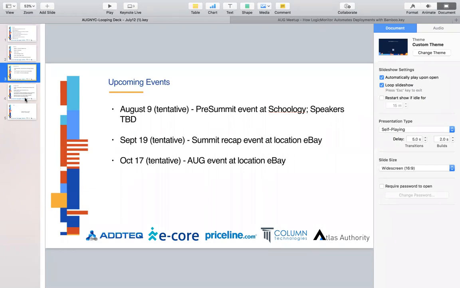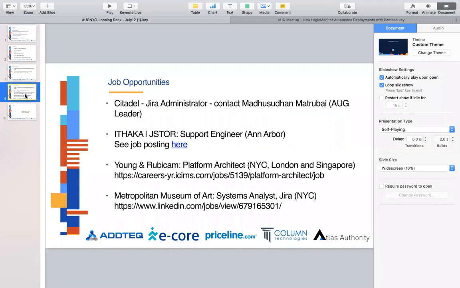Okay, and then the last thing is we mentioned that there are some job openings or job opportunities. There's 4 that we have. We sent out one in the last email. The first one is a Jira administrator. Your very own Madhu Matrabai is hiring a Jira administrator. So there's a plug for one of your org leaders. So come speak to Madhu about that if you're interested.